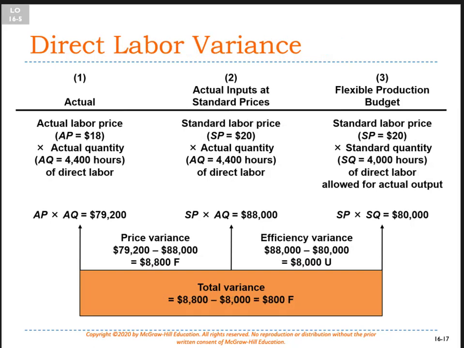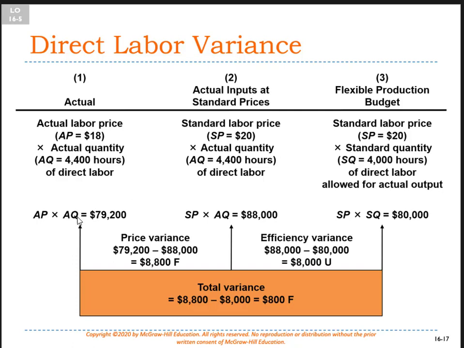Direct labor works the same way. We have a price or a rate variance and an efficiency variance. We compare the actual price with the actual quantity of hours, and the standard price. Now, these actual things will have to be given to you. It's not like you can just dream them up, okay? The standard price was $20. That was what we used when we made our plan.